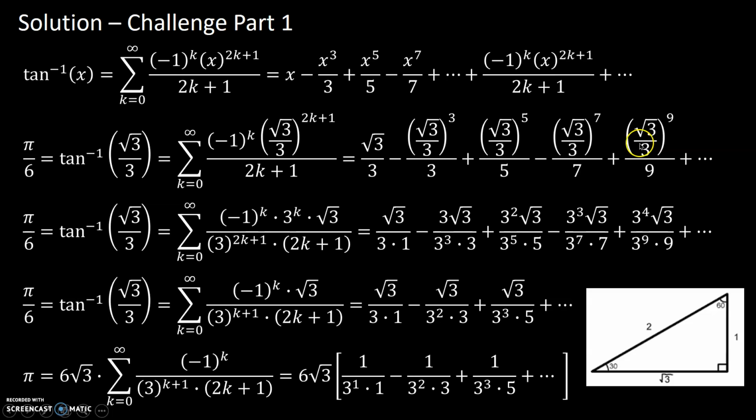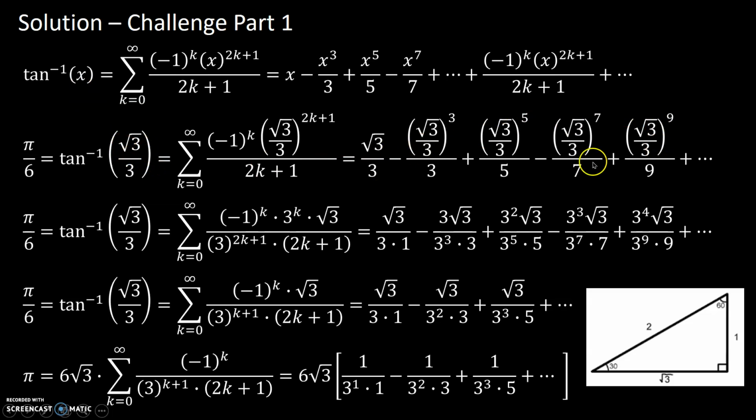And why do I know I can plug in root 3 over 3 for x? Well, root 3 over 3 is in between -1 and 1. It is inside of the interval of convergence. So I can use that value for x, and it will indeed converge to the pi over 6 that I'm wanting. So it's very important that this number is within the interval of convergence.